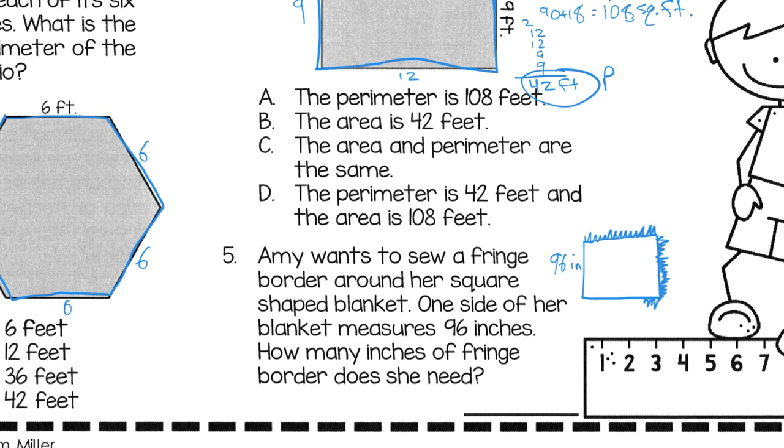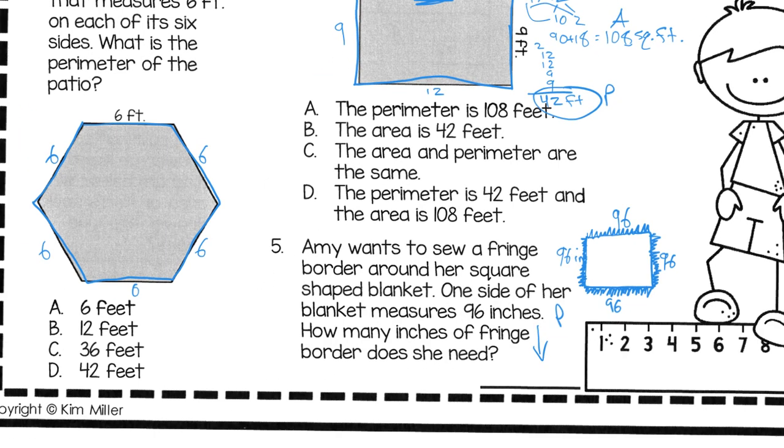Maybe you've had a blanket that has kind of some fuzzy or furry edges, but most blankets have some sort of a border so that they don't unravel. But she needs 96 inches and 96 inches and 96 inches and 96 inches of fringe. So we're looking for perimeter. I want you to write your answer right there after you have added up all the sides.